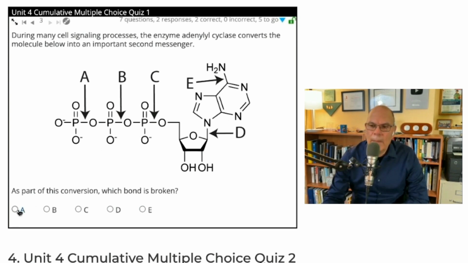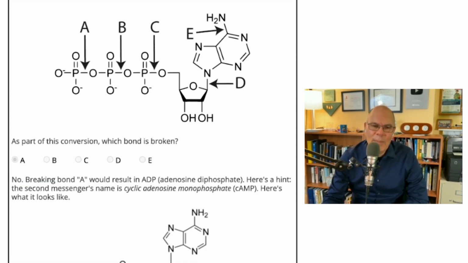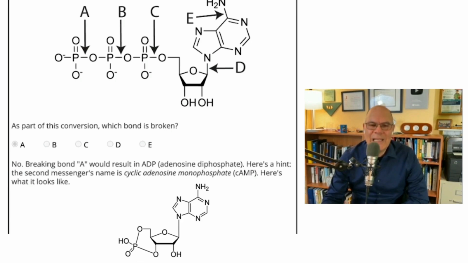Okay, let's choose A. No. Let me tell you why. Remember that the signaling molecule is cyclic AMP. That A stands for monophosphate, one phosphate. So if you break this bond, you'd still have two phosphates. If you break this bond, you'd be down to one phosphate. And then if you hooked this part to the sugar over here, then you'd have AMP. So the answer was B, not A. But this is the beauty of learn-biology. If you get it wrong, you get another try.